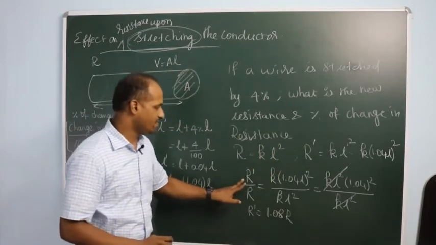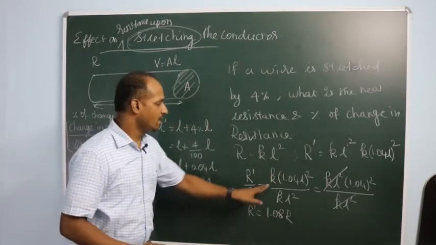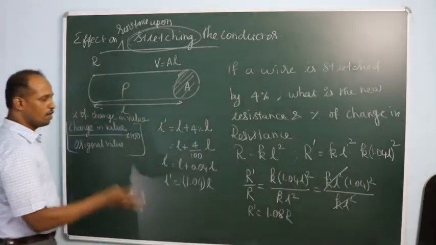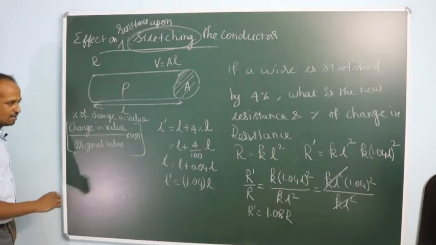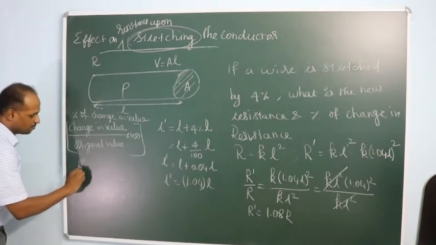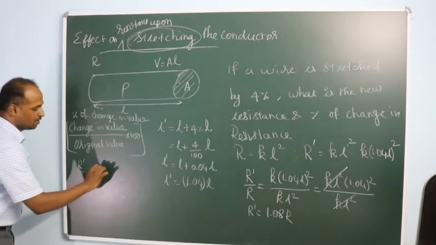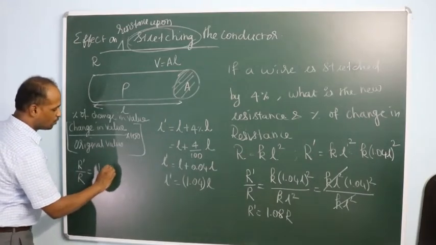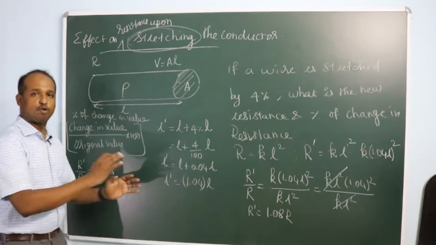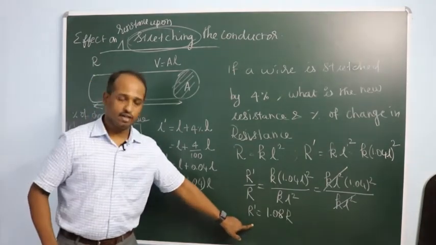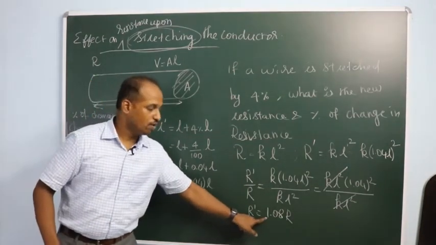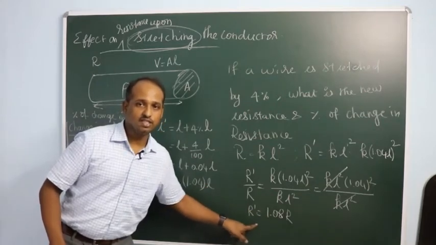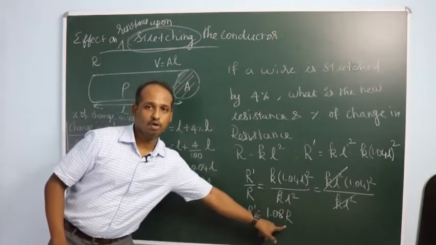So you take this equation, r prime by r is equal to the whole thing, which is 1.04 whole square. Keep that in mind. So r prime by r, when we put it, has to be 1.04 whole square. 1.04 whole square has come out to be 1.08. That's why r prime by r was 1.08, so we wrote it as r prime, the new resistance, is 1.08 times the old resistance.